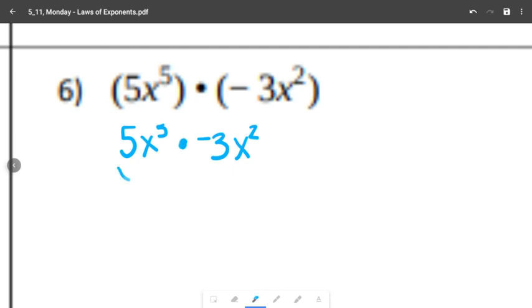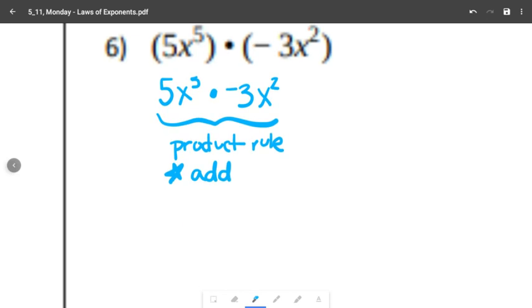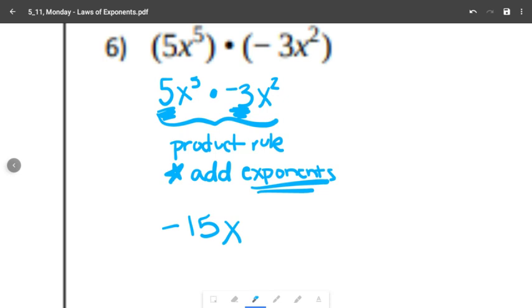However, we are going to use our product rule. And the product rule means that we are going to add the exponents. We are still multiplying, so the 5 and the negative 3 do still get multiplied to make a negative 15. It's the exponents that we are going to add. So for the x, 5 plus 2 becomes x to the 7th.